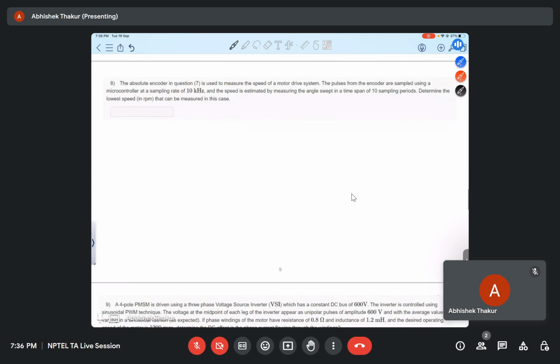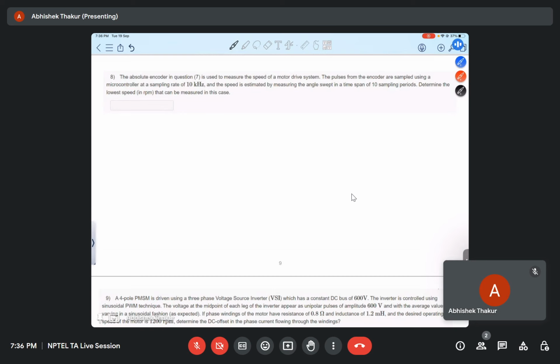So the next question also depends on the previous question. In this question, it is given that the absolute encoder from question 7 is used to measure the speed of a motor drive system. The pulses from the encoder are sampled using a microcontroller at a sampling rate of 10 kHz, and the speed is estimated by measuring the angle swept in a time span of 10 sampling periods. Determine the lowest speed that can be measured in this case.